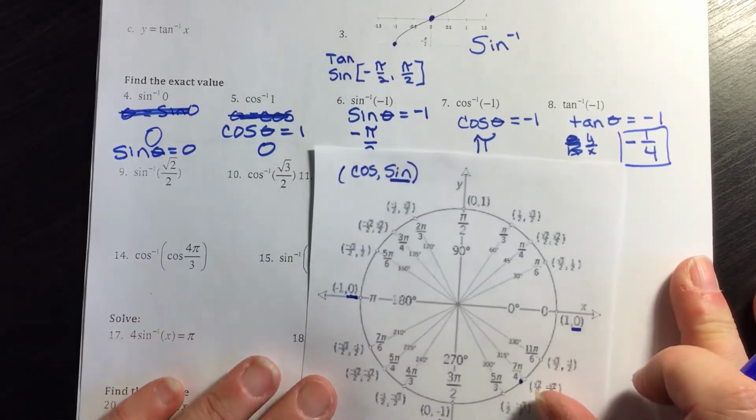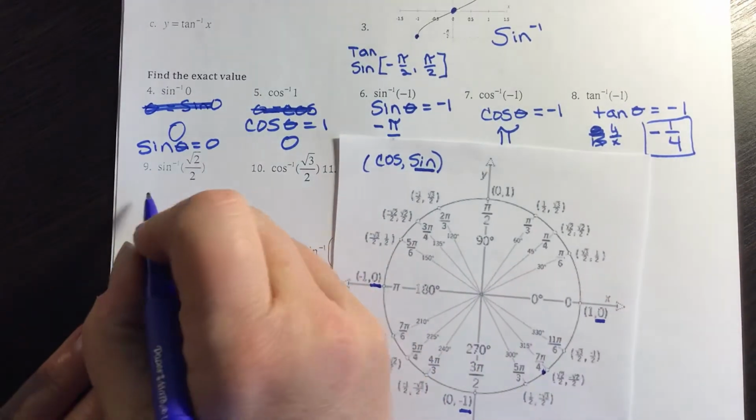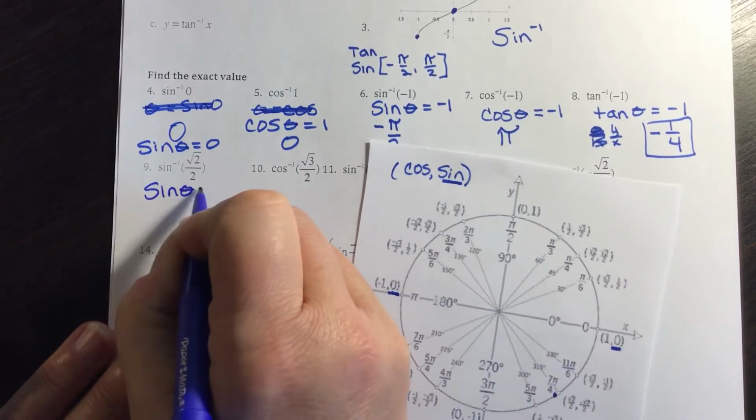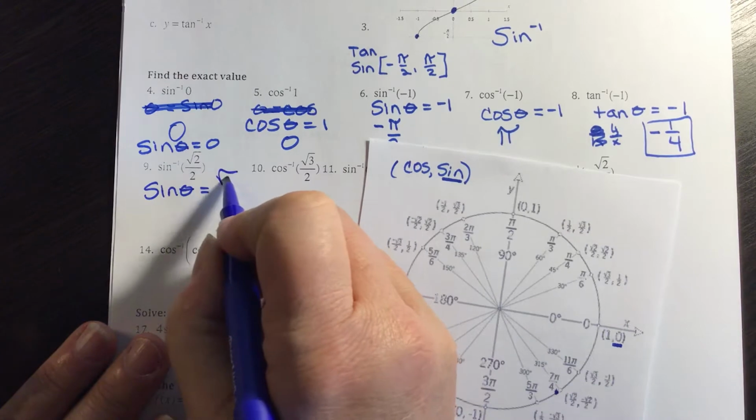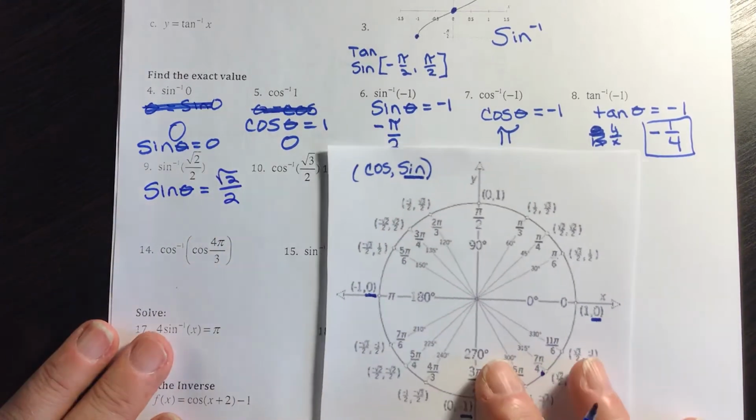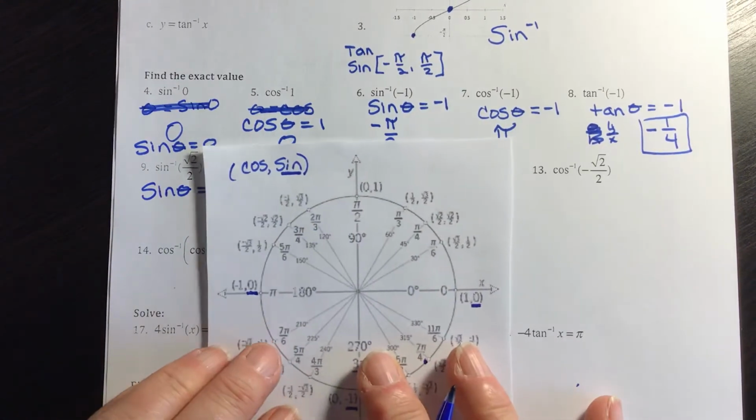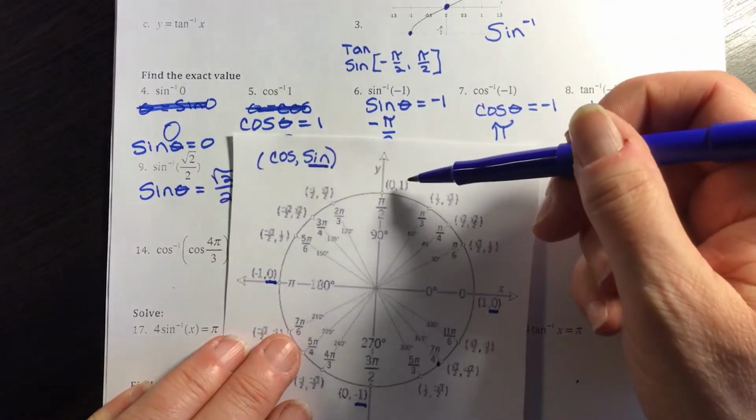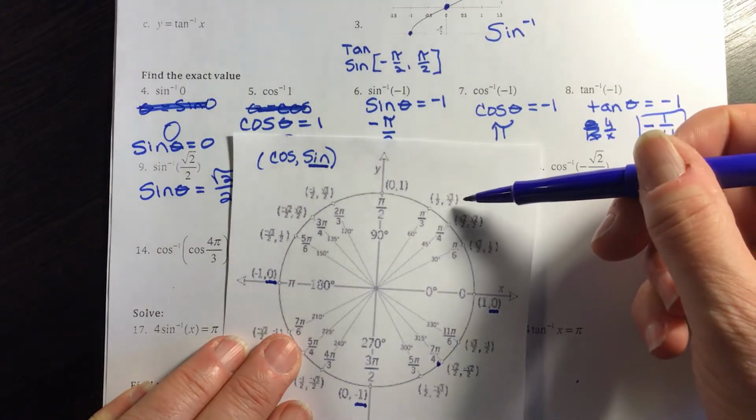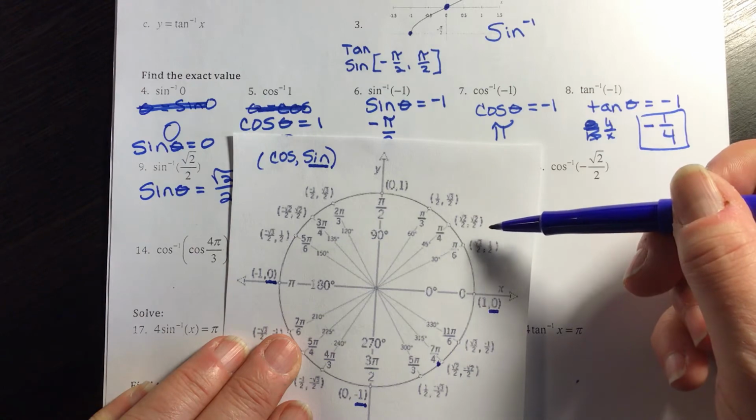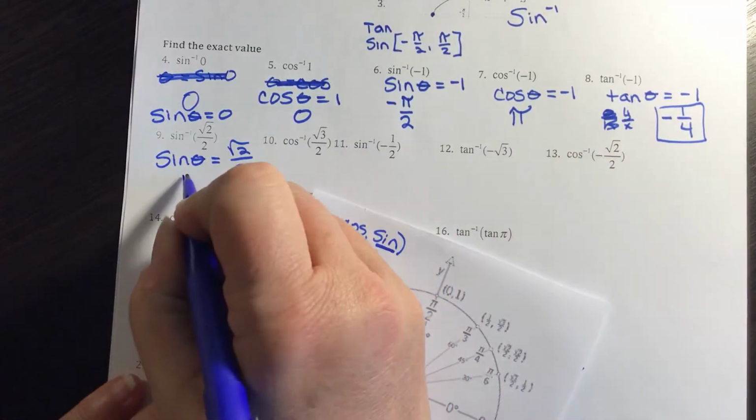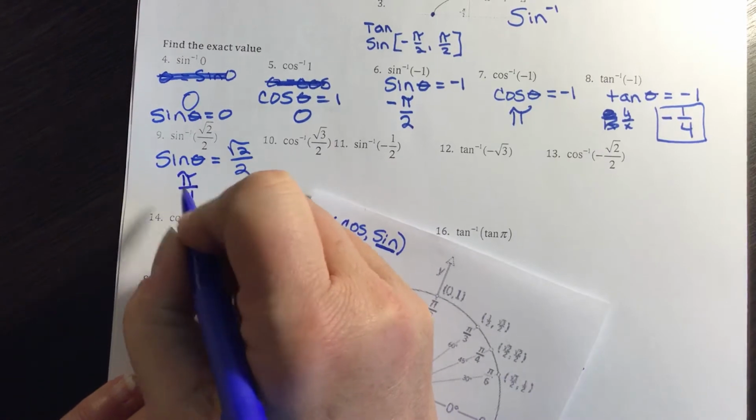Number 9, what angle has a sine of square root of 2 over 2? All right, so y coordinate, I'm looking for a positive square root of 2 over 2, and this would be pi over 4. So that angle is pi over 4.